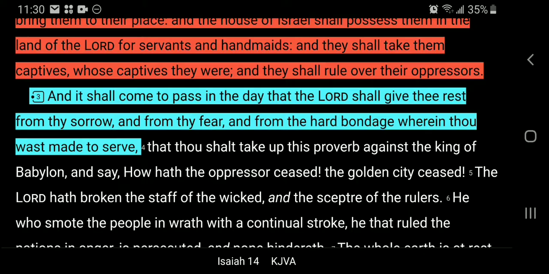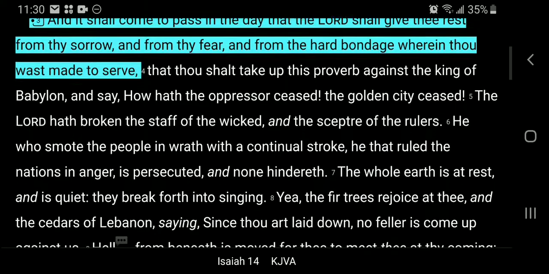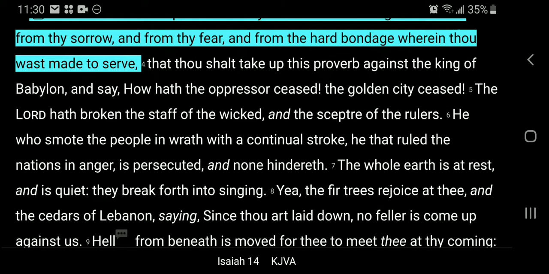All right, that thou shalt take up this proverb against the king of Babylon, which is Esau, and say, how hath the oppressor ceased? The golden city ceased. The golden city is America. The Lord hath broken the staff of the wicked. Job 9:24, the earth is given to the hand of the wicked, and the scepter of the rulers. He who smote the people in wrath with a continual stroke. He that ruled the nations in anger is persecuted, and none hindereth.